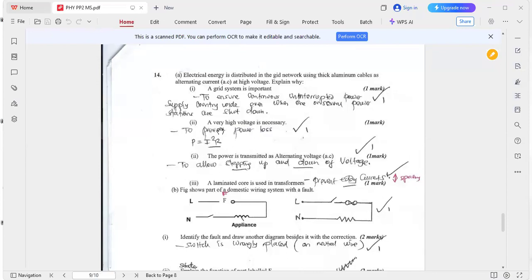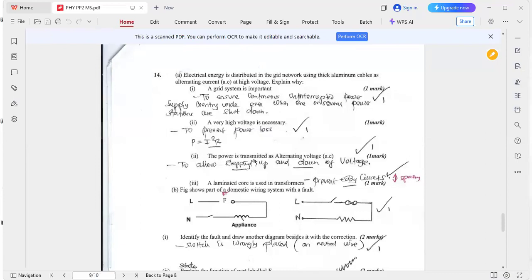Two, the reason for very high voltage is not to prevent power loss, it is to minimize power losses, because we can see power equals I squared R. And the moment we boost the voltage, current goes down. So when current goes down, the power lost becomes minimal.